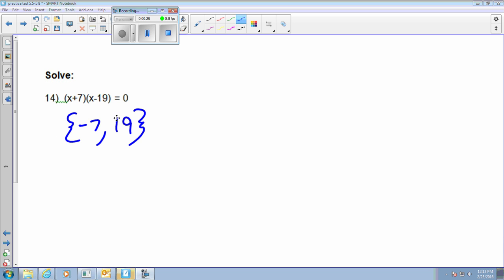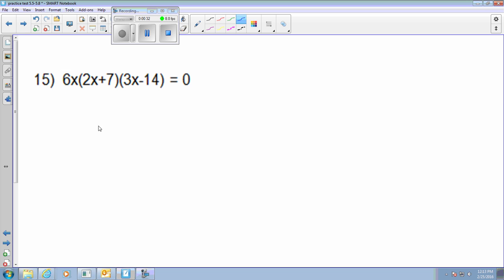Notice that we use the fancy brackets because if you have two numbers in parentheses, it looks like a point, and this isn't a point. Number 15, we have another factored version of this. We have an x out front, so I'm looking for a number that times 6 gives me 0, and I'm going to say 0 times 6 gives me 0.